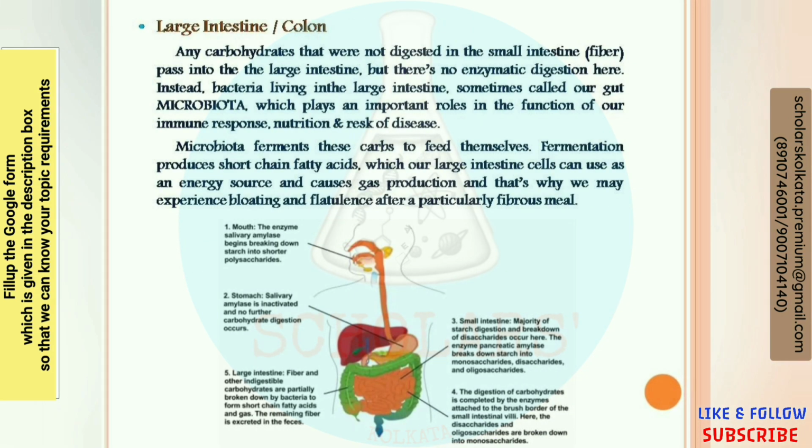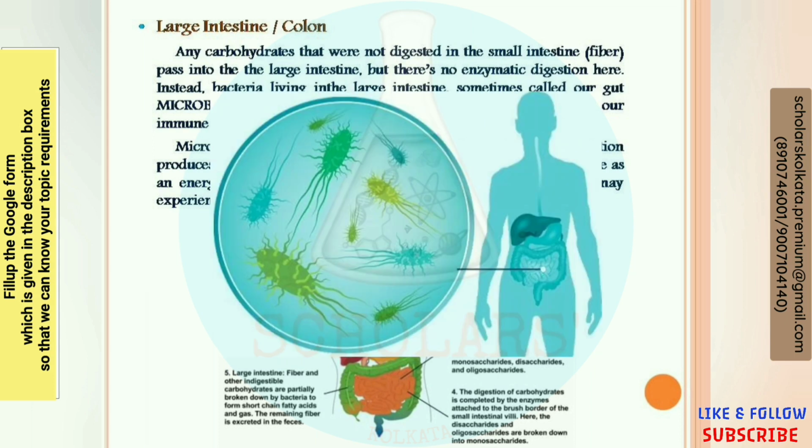Now the last destination of this whole digestive process is the large intestine or the colon. After the functioning of the small intestine, the whole process comes into the large intestine. Here no enzymes function, but a particular type of bacteria called gut microbiota plays an important role in the large intestine, and this gut microbiota ferments these carbohydrates to feed themselves also. This is a perfect example of mutualism, where both species benefit from the same process.